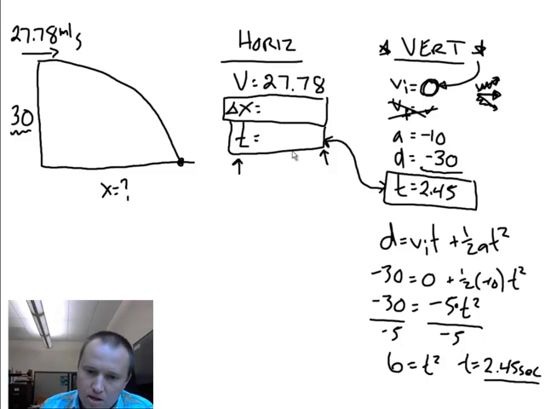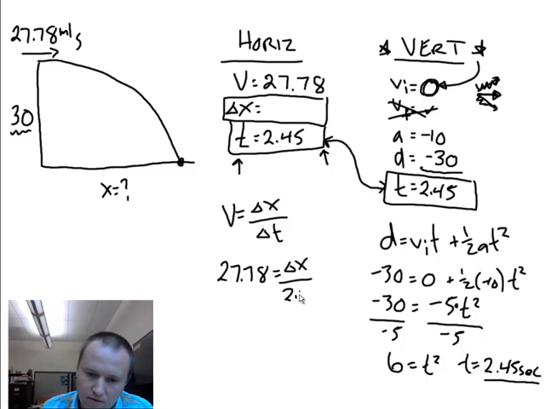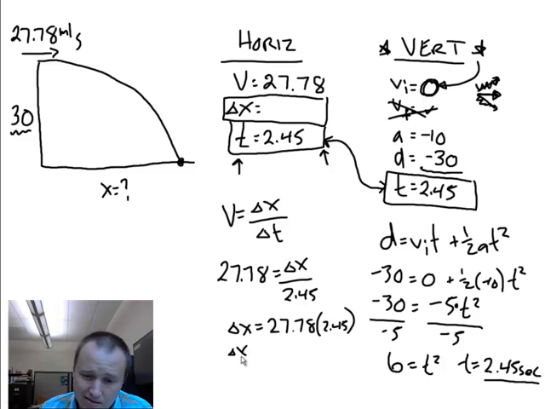Well, that happened vertically, so that means that also happens horizontally. Well, velocity is displacement over time. So velocity, 27.78, equals displacement all over 2.45. And so I get the displacement to be 27.78 times 2.45. And that's some number. Okay?